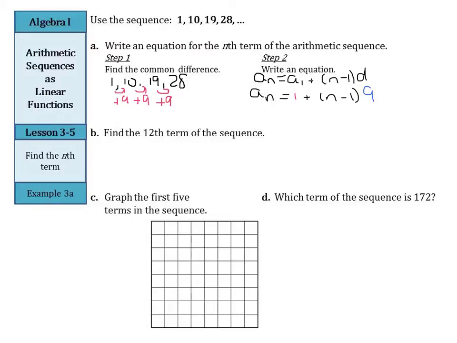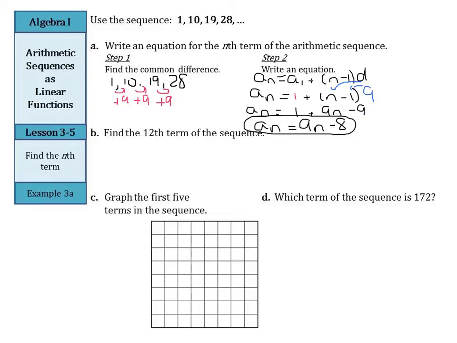Now we need to simplify this. We're going to take this 9 and distribute it to the n and the minus 1. So that leaves us with a_n equals 1 plus 9n minus 9. Now we can simplify the 1 and the minus 9, and our final equation here is a_n equals, we'll write the 9n first, and 1 minus 9 is a minus 8.